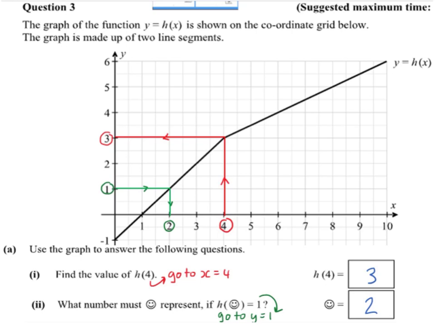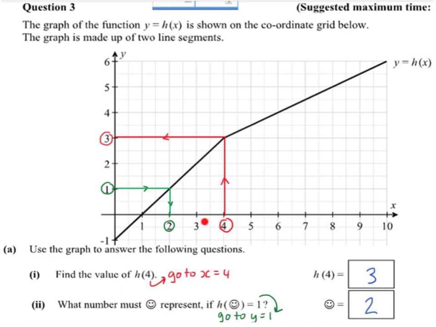Okay, so when they say use your graph, you literally have to draw on your graph, and they want to see that drawn in. So we're trying to find the value of h of 4. Now if you notice up here in the question, they said y equals h of x. So beside the h we had a set of brackets and we had an x inside it. So down here we have an h and a set of brackets and a 4 inside it. So what we're going to do is go to the x-axis and we're going to go to 4.